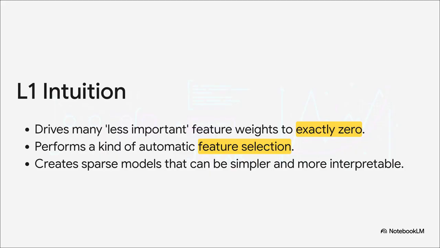The most common way to do this is called L2 regularization, or you'll often hear it called weight decay. We just add this little term to our loss function. And this term is based on the sum of the squares of all the weights in the model. That squared part is really important. It means that L2 really doesn't like large weights and it penalizes them heavily, which pushes the model towards solutions where the weights are all kept nice and small.